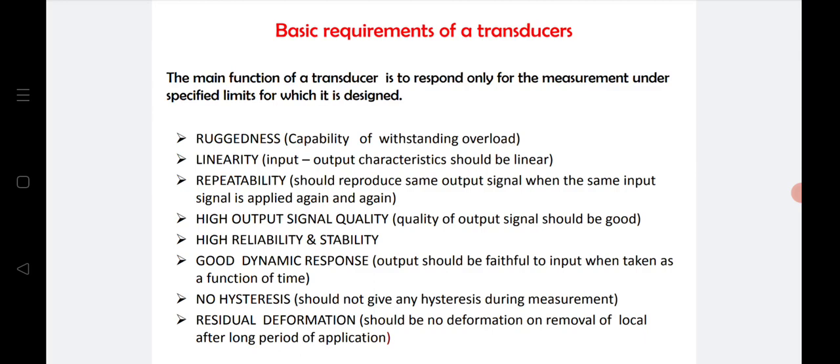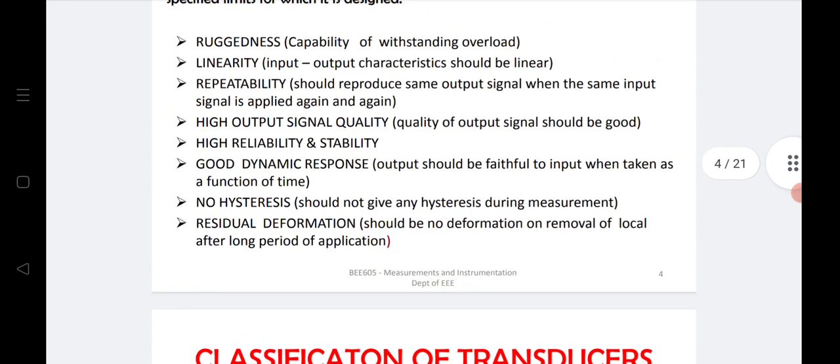So as a function of time also, the response should be good. The next characteristic is that you should not have hysteresis. That means they should not give any hysteresis or fluctuation during the measurement. The next one is residual deformation. Residual deformation means there should be no deformation on removal of the load after a long period of application. So these are a few of the characteristics of your transducers.